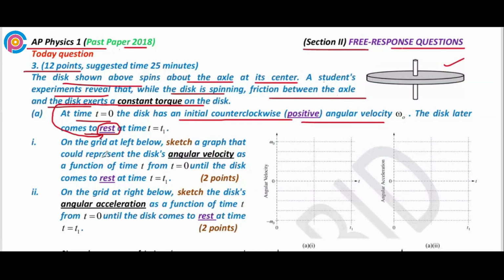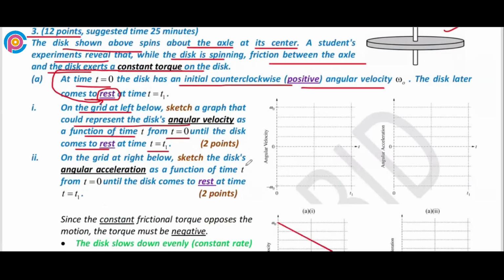Question 1, part A, has a part 1. On the grid on the left, sketch a graph that could represent the disk's angular velocity as a function of time from t equals 0 until the disk comes to rest at t equals t1. So we have to sketch a graph of the angular velocity from 0 to t1, in which the body comes to rest. And part B: on the grid below, sketch the disk's angular acceleration as a function of time until the disk comes to rest. Okay, so we have the situation.